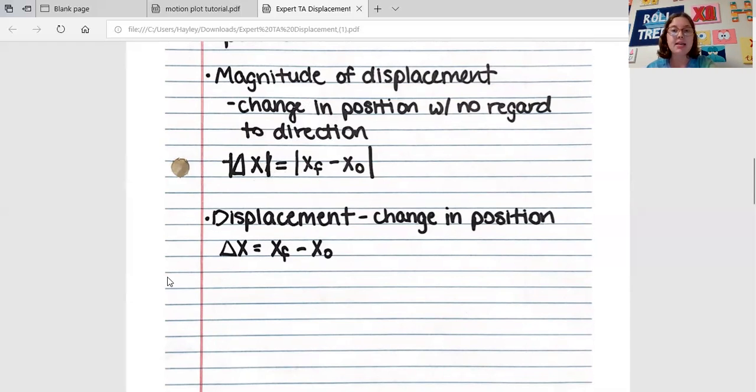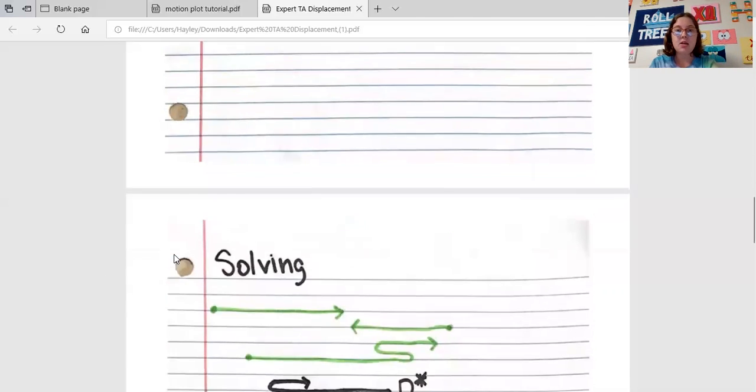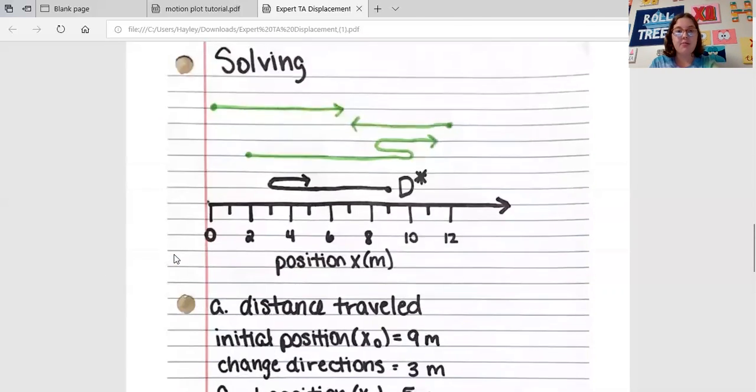And then displacement is simply the change in position, and displacement is a vector, meaning that the direction matters. So for this equation, you'll notice that there's no absolute value, and it's simply final position minus initial position. Now that we know that, we're ready to start solving.